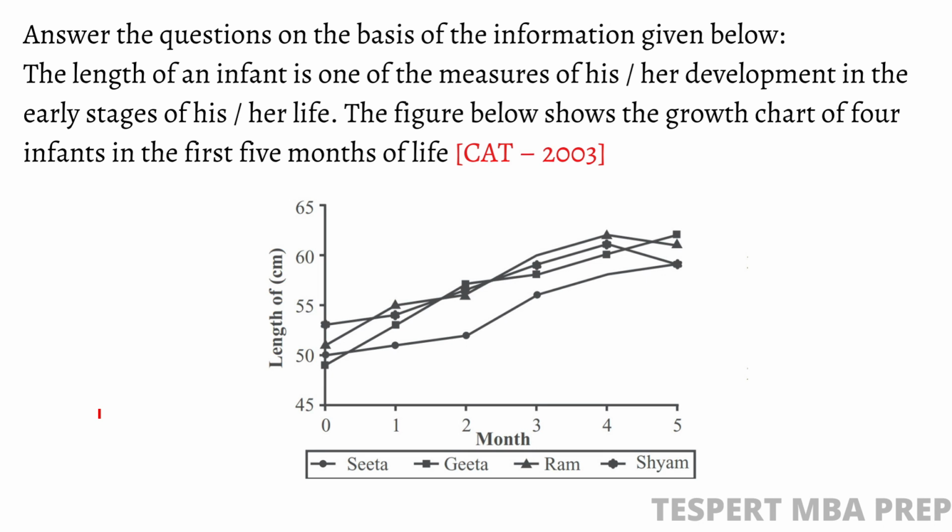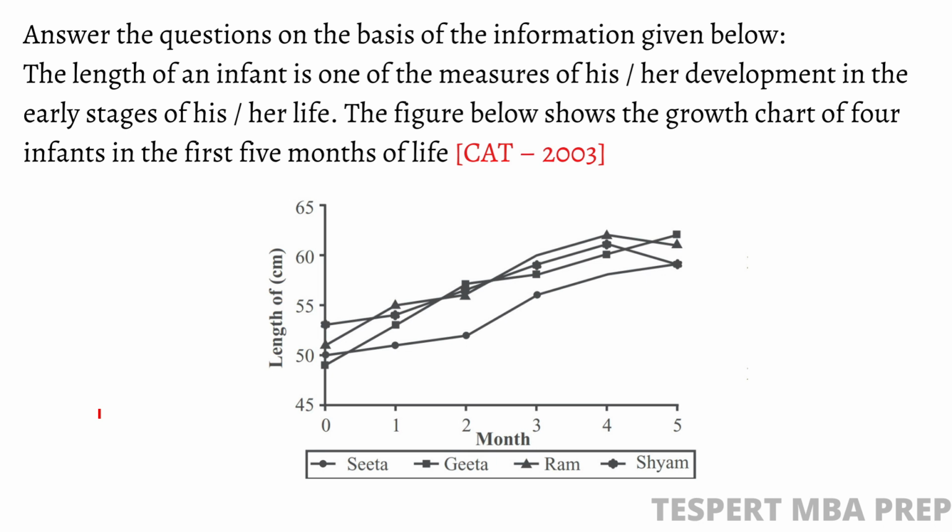Because CAT doesn't test your calculations, it tests your logic. So heavy calculation parts do not appear in CAT. They may appear in IBPS, PO or SSC or RRB, those kind of government exams. But in CAT, in XAT, the data interpretation problems, the graphs that are given only test your logic, not much calculation, right? So answer the questions on the basis of the information given below.